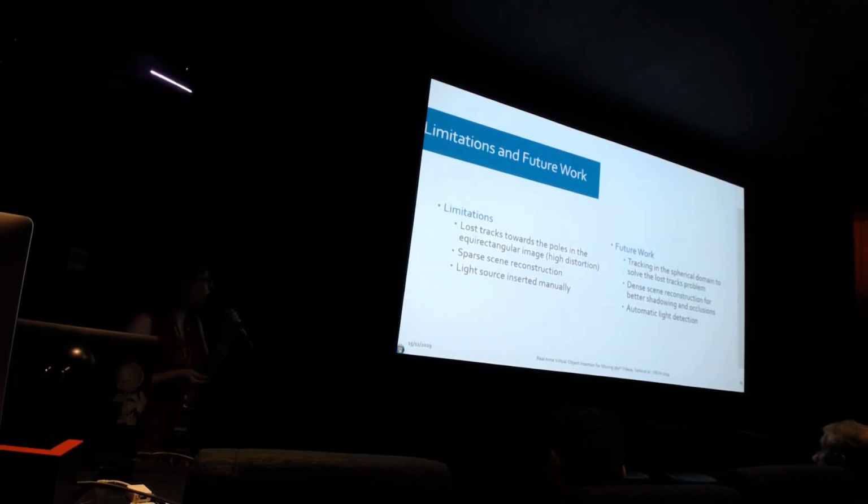Also, we have at the moment just sparse scene reconstruction, and we would like to move to dense scene reconstruction for better environment or local scene estimation, for better shadowing and introducing some occlusions. And also at the moment the light source is inserted manually, but it could be done in an automatic way by analyzing the intensity of image pixels.